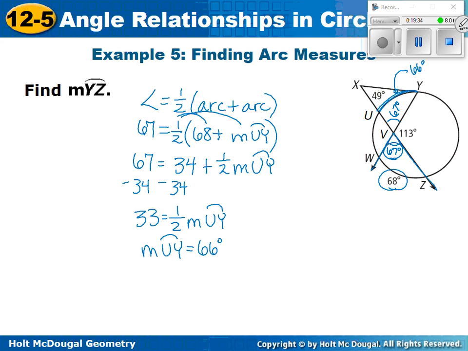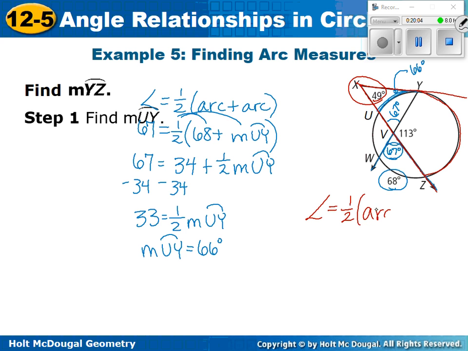Okay, I'm going to switch to a different color. So what he noticed then is he's looking at this arc, YZ, that's created by that outside angle, 49 degrees. Does everybody see how YZ is created by the 49-degree angle? So he's going to use this outside angle and this rule: the outside angle should equal half of arc minus arc.